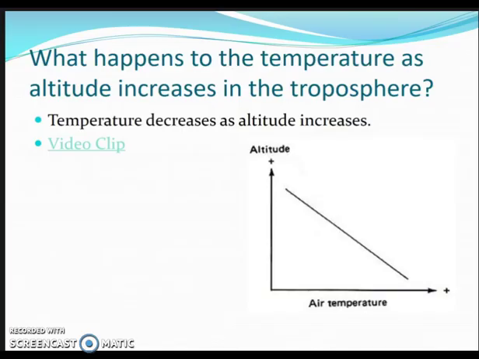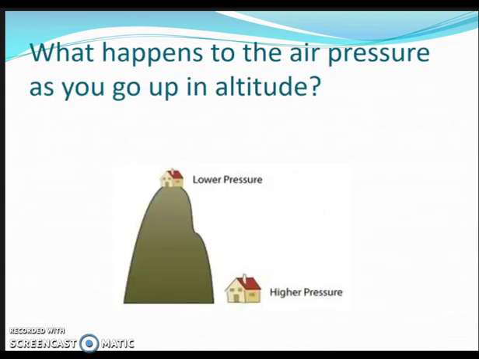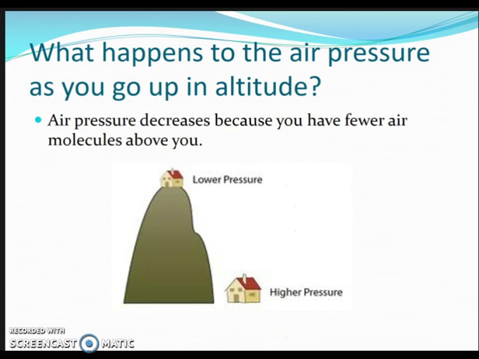So hopefully you had a pretty good representation of what happens as our temperature decreases and our altitude increases. So what happens to the air pressure as you go up in altitude then? Down here at the bottom where you might live is high pressure. Up top here is low pressure. So air pressure decreases because you have fewer air molecules above your head. Down here, think of gravity as pulling all those air molecules down on top of you, creating a little bit higher pressure, where up top you have fewer air molecules and lower pressure. So make sure you are filling out your trends in your atmosphere on your worksheet.